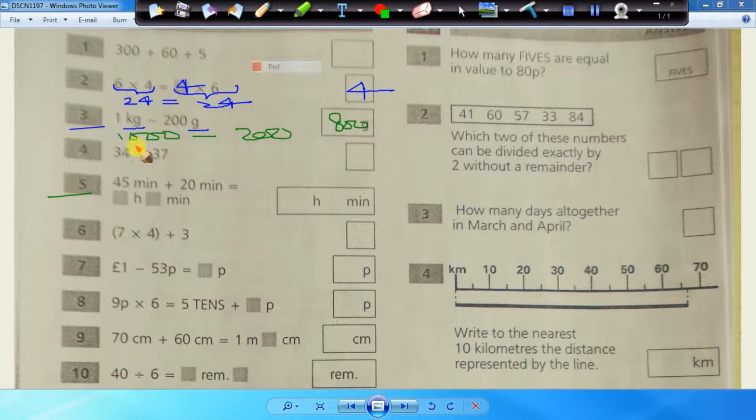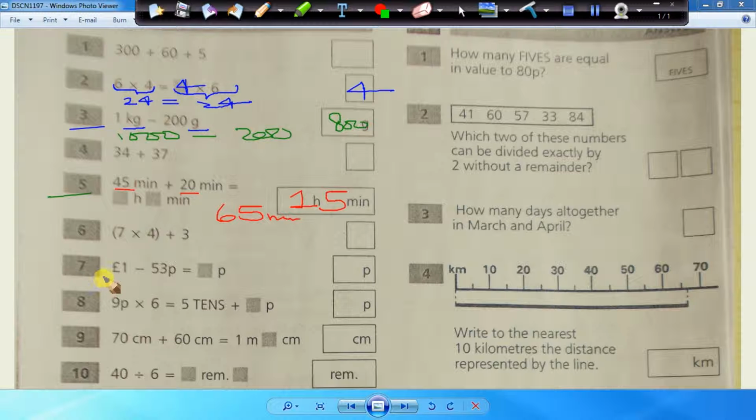Okay, I'm going to go on to question number 5 next. Follow me on the question I'm doing, folks. I'm purposely missing out easier ones. So 45 minutes. We add 20 minutes. That gives us how many minutes? But they want you to break that into hours and minutes. So how many hours is that then? 1 hour. And how many minutes left over? 5. Excellent, well done.